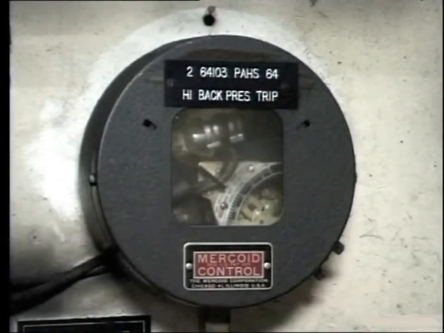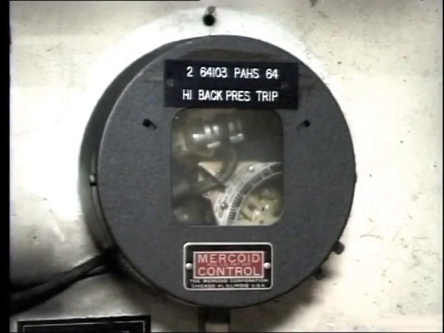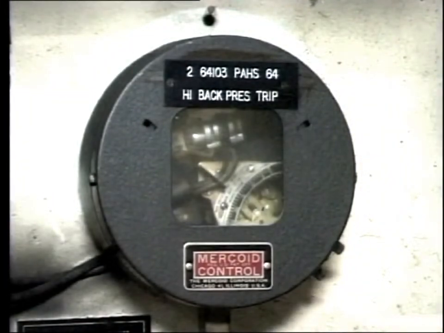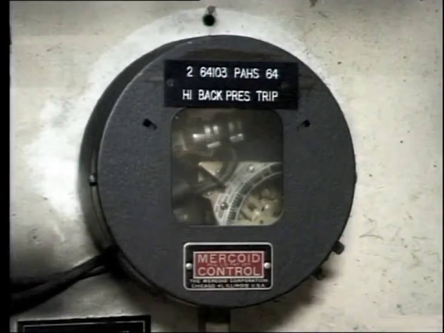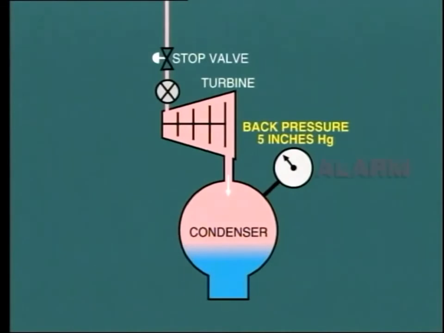In order to prevent this situation, a vacuum trip continuously monitors the back pressure, and it is usually set to operate a trip relay when the back pressure reaches 10 inches of mercury. The monitor will sound an alarm when the back pressure reaches 5 inches of mercury, so as to warn the operator to take action before a trip occurs.